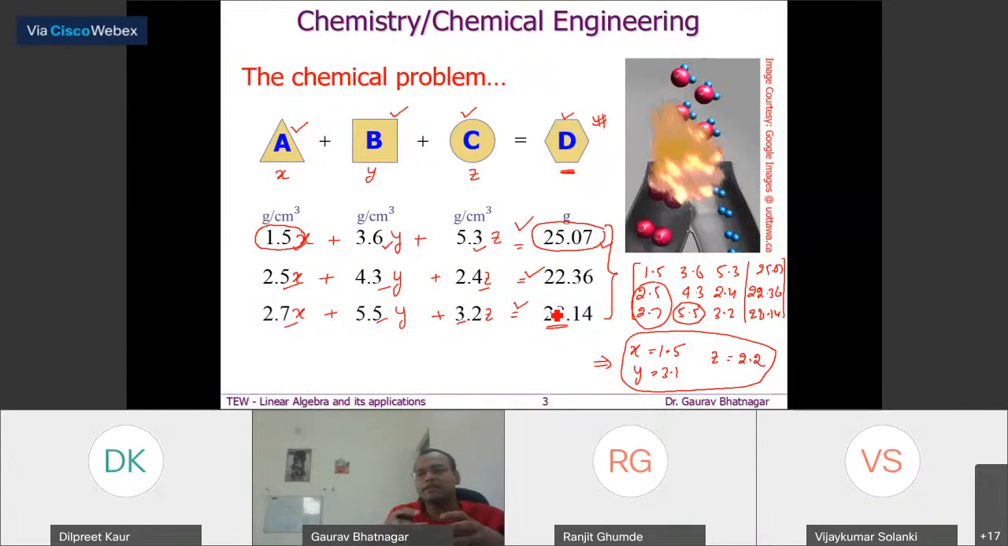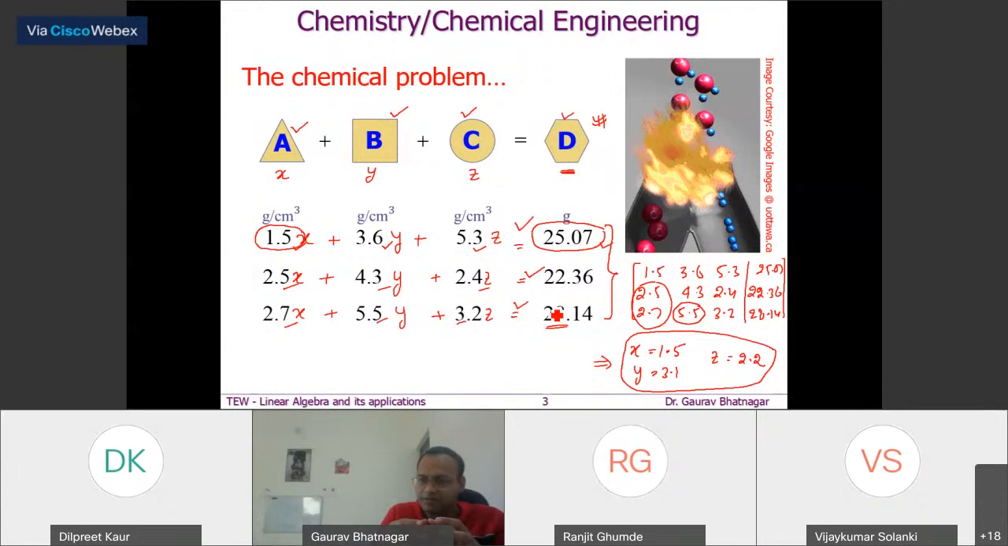So this is how the system of linear equations, which is a very integral part of linear algebra, is going to play a vital role in chemical engineering or the chemistry discipline. So this is not the only problem which you are going to have in these two disciplines. Now we are going to have one more problem in which linear algebra is going to play a remarkable role, and that is called balancing the chemical equation.